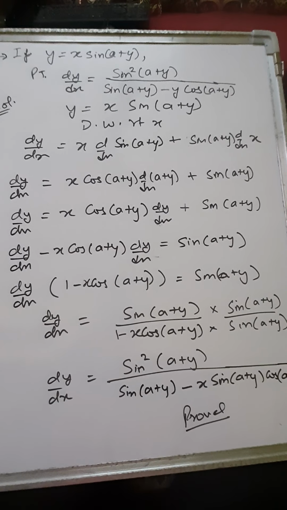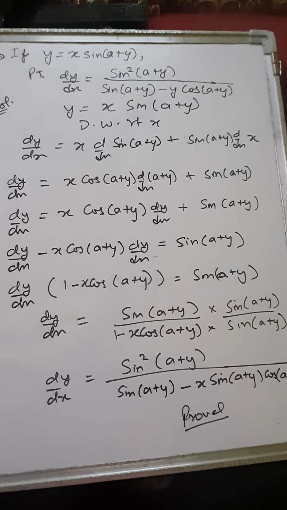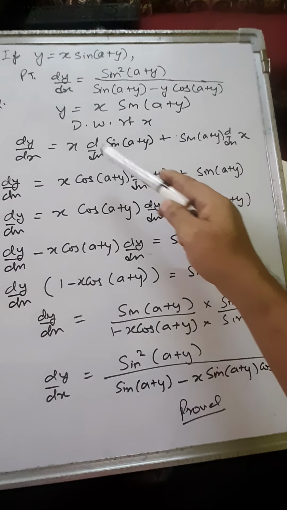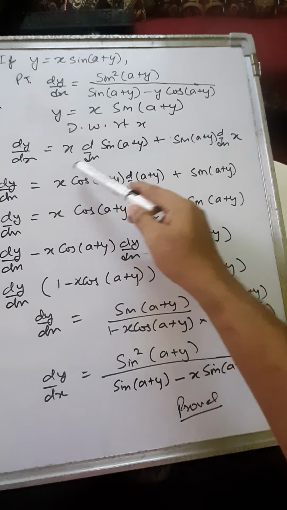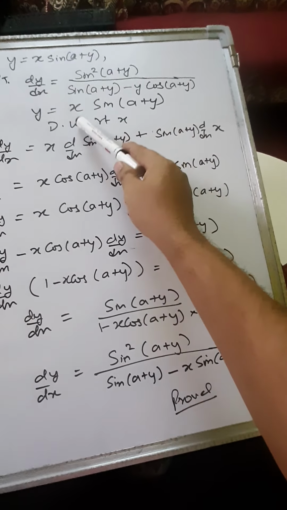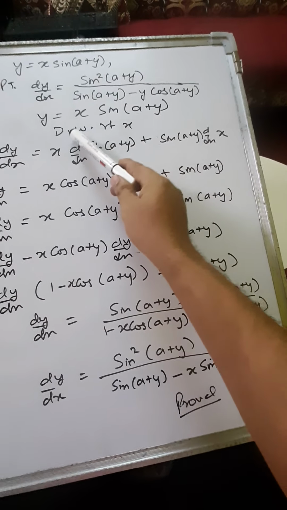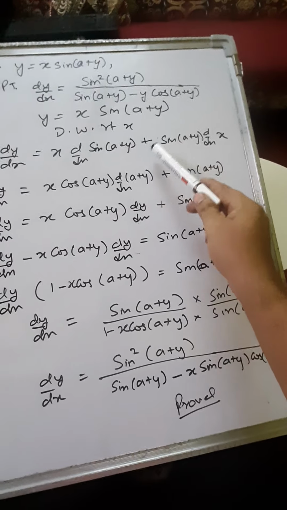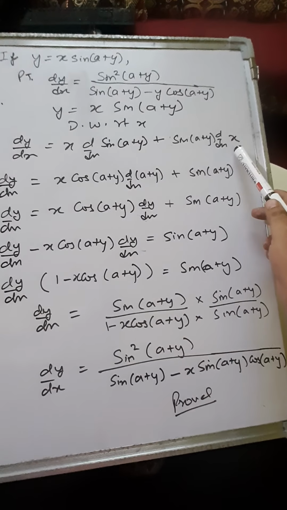So what we'll do, we'll find the derivative of this implicit function. So when we differentiate with respect to x, what we'll get here? d by dx of y is dy by dx. Here are the two functions you can see. This is the first function, an algebraic function, and this is a trigonometric function. We are going to apply the product rule here: first function times differentiation of second function plus second function times differentiation of first function.